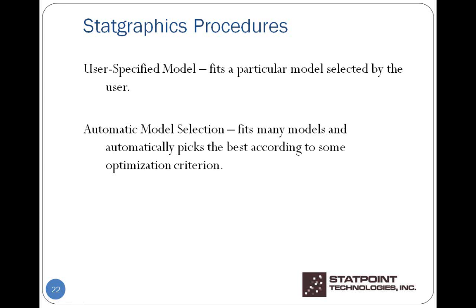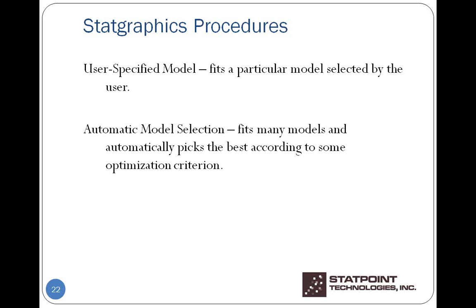And it will find the optimal value of alpha for me if I ask it to. But basically, in the user-specified model, I'm telling it what type of model to fit. We also have in Statgraphics an automatic model selection procedure. What that procedure does is it fits a lot of different models and automatically picks the best one. If you like, you can have it fit all the models, and according to a particular optimality criteria, will tell you which one seems to forecast at least the past history of the data the best.